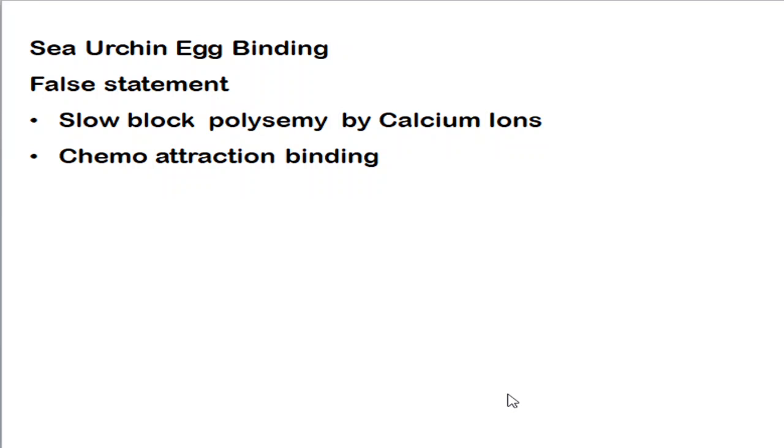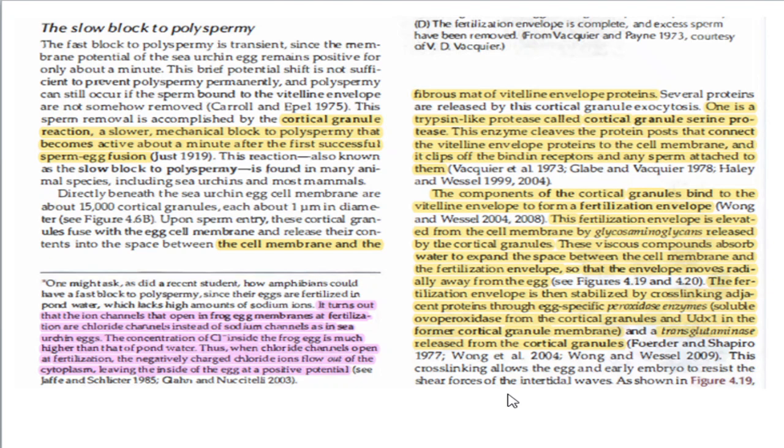Next was a question regarding sea urchin fertilization. In sea urchin, there is external fertilization. I don't remember the entire statement, but they were asking about the false statement. But I'm giving you the overall thing. The slow block to polyspermy is called the cortical reaction. The cortical granule reaction is called the slow mechanical block to polyspermy.